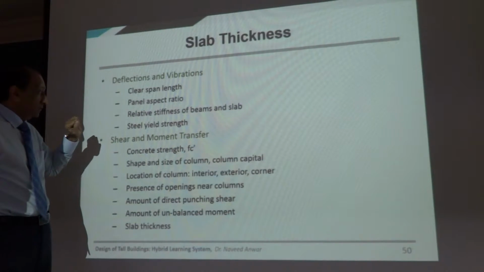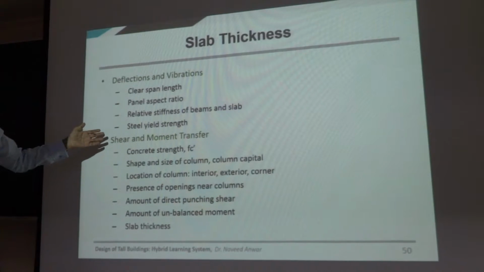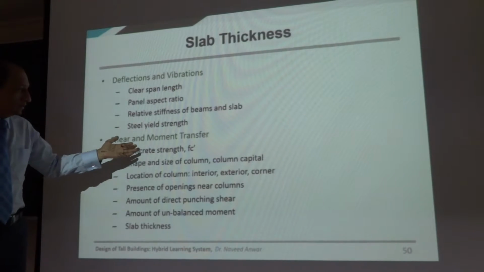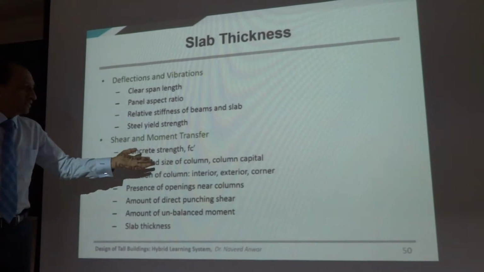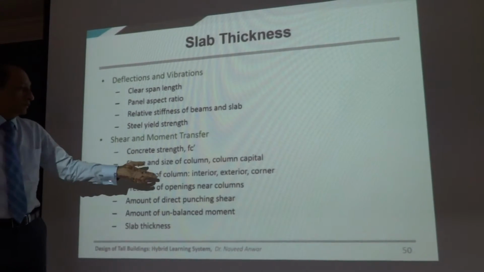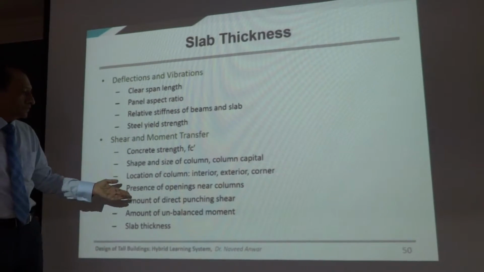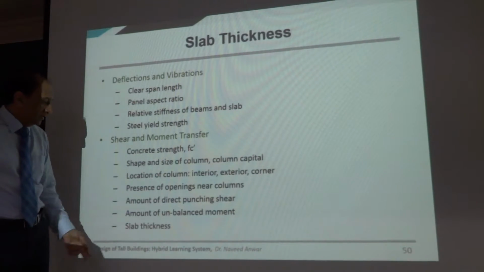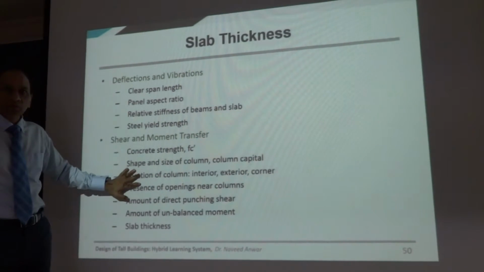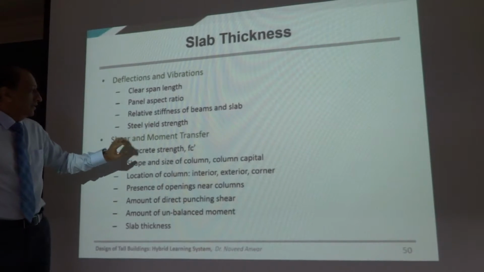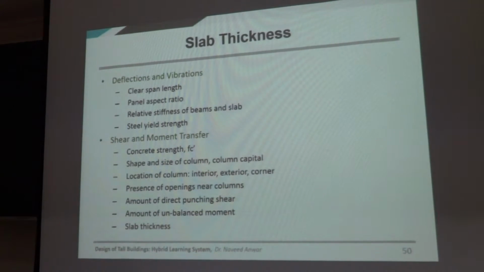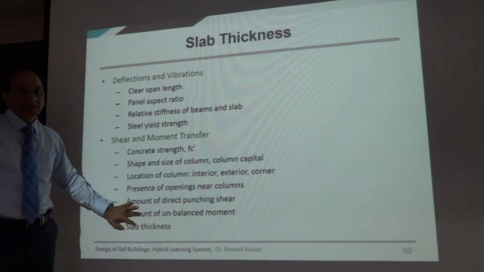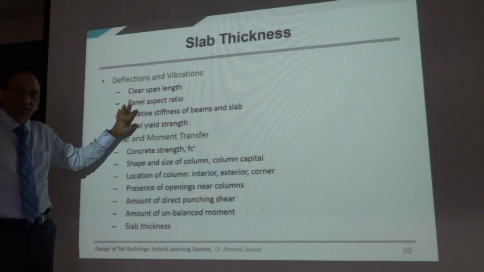Okay? At the same time, slab thickness is very important for the second part, which is strength, in which the concrete strength is important. Shape and size of column is important. Location of column, interior, exterior, corner is important. Presence of opening is important. Amount of direct punching shear, amount of unbalanced moment, and slab thickness. So these things will affect the shear and moment transfer. So the strength part is affected by many parameters, and the deflection part is affected by these parameters.